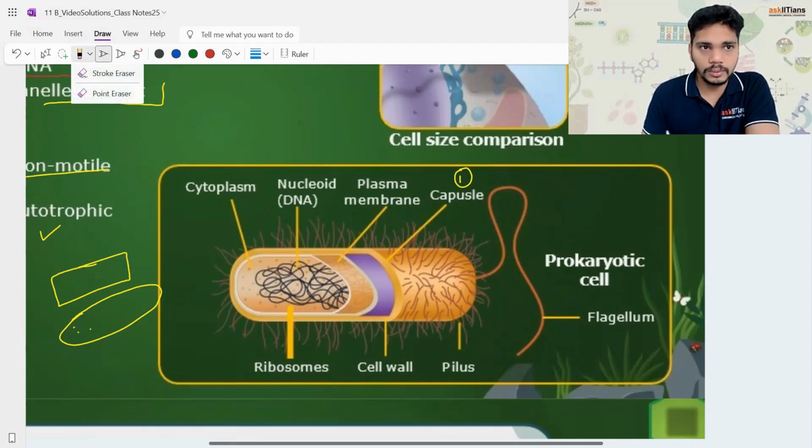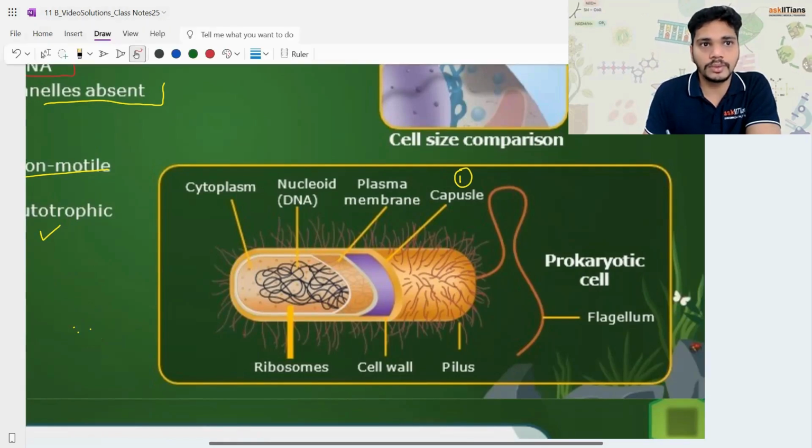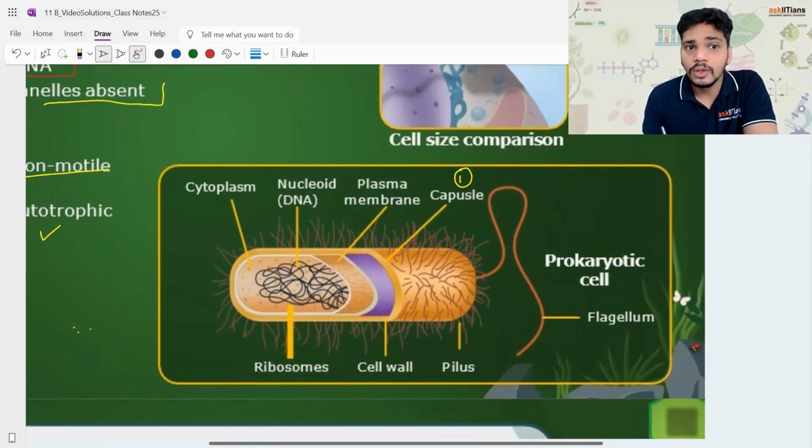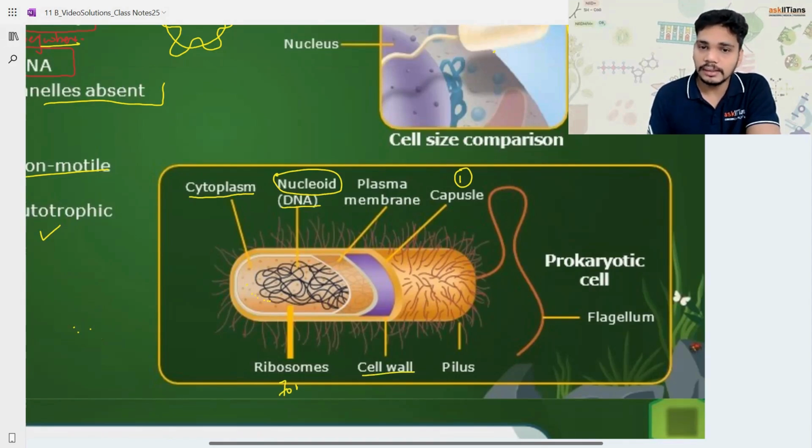So we have understood that very well. Let's talk about the parts. They have cytoplasm, a granular structure. They have a nucleoid, the DNA, which is called nucleoid. Please remember. Then they have a plasma membrane as well, and they have ribosomes, which are 70S. They have a cell wall, which is rigid. Then the capsule is there.